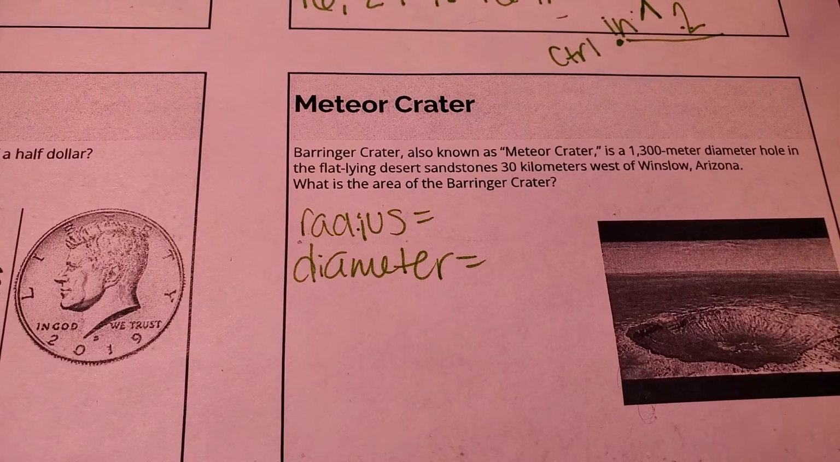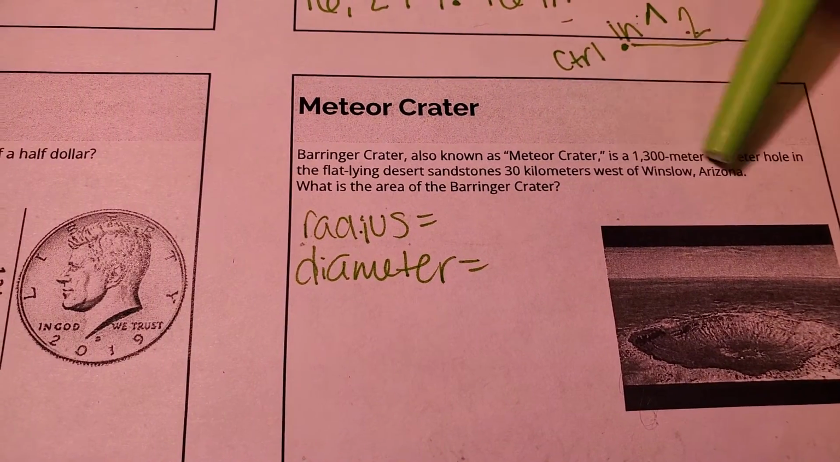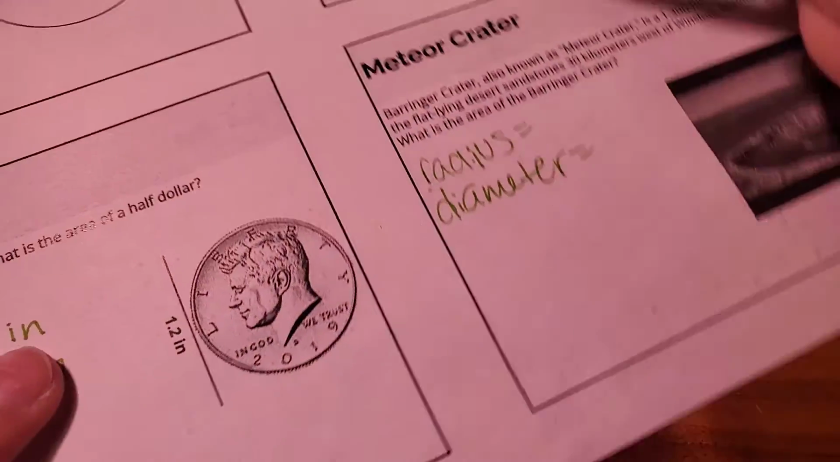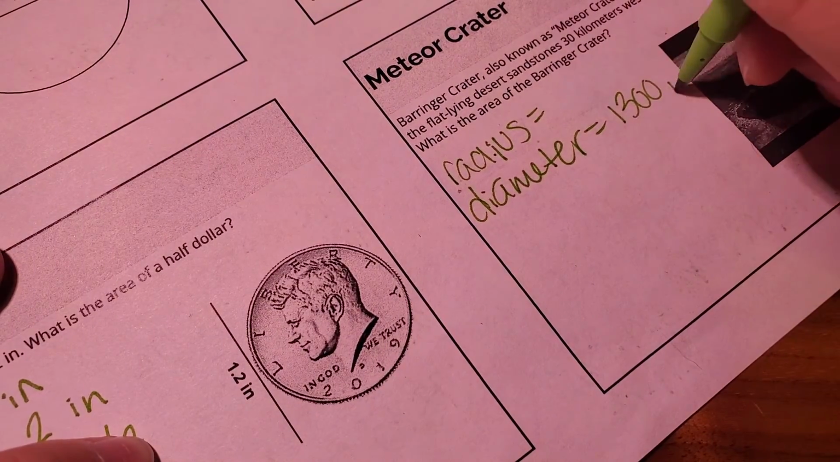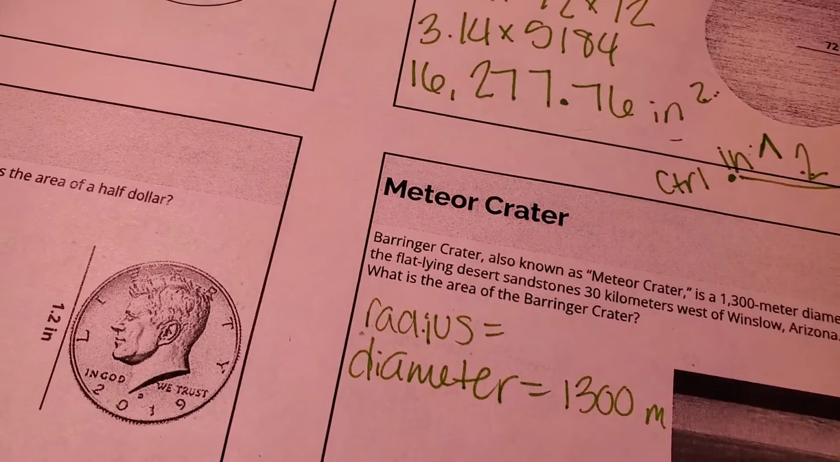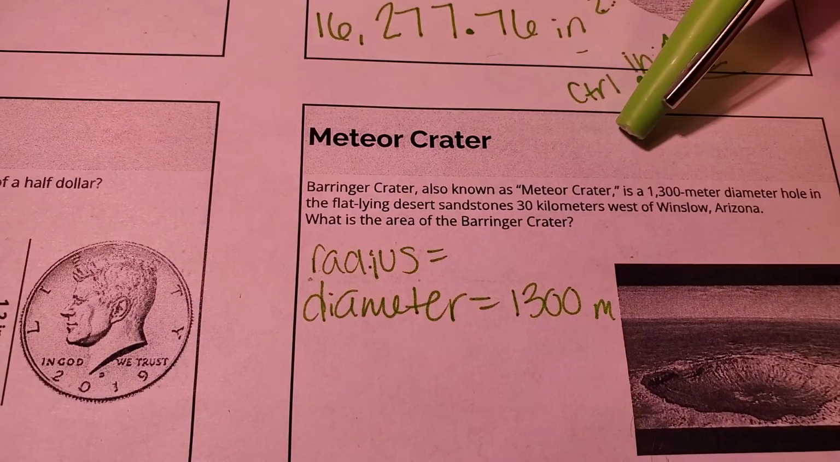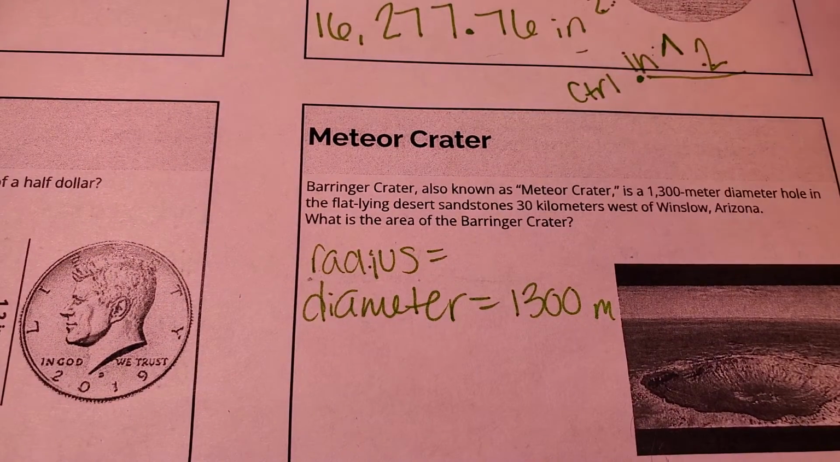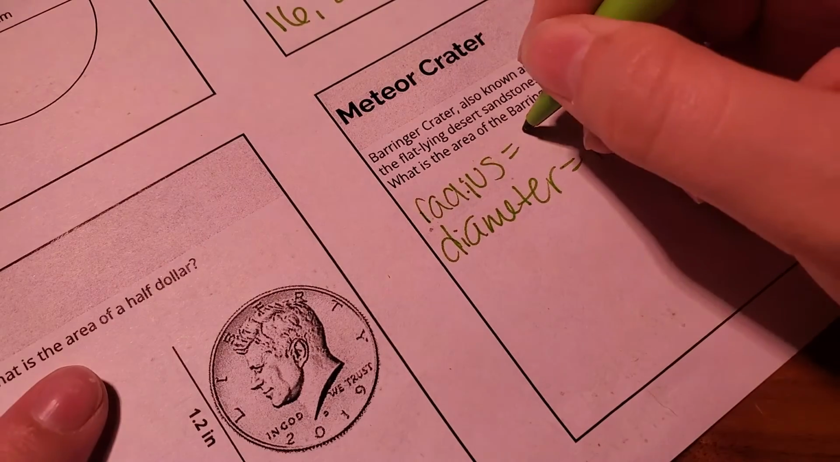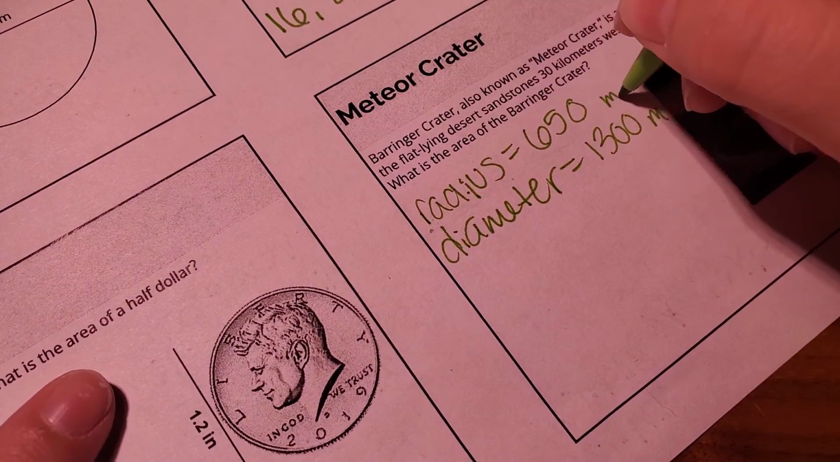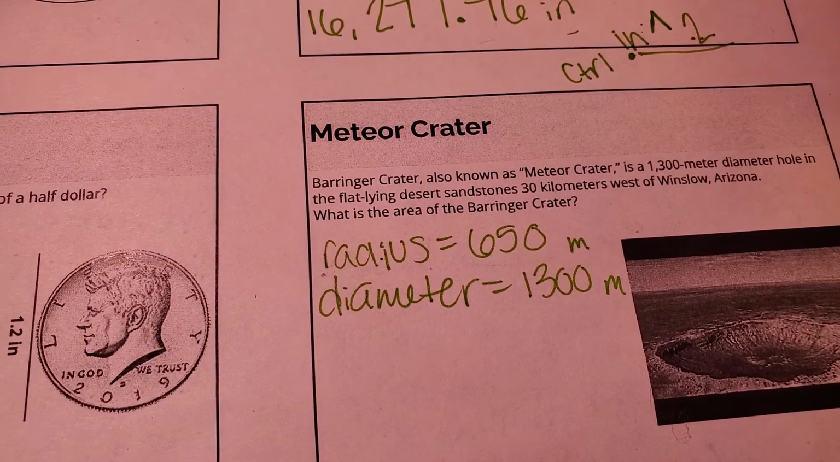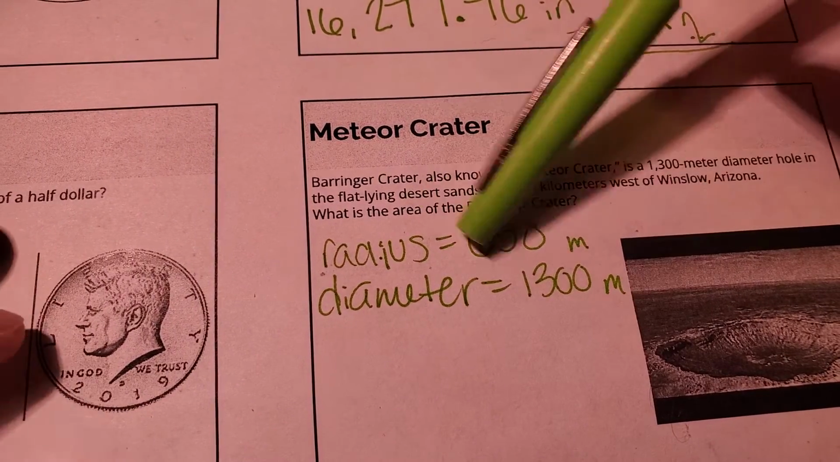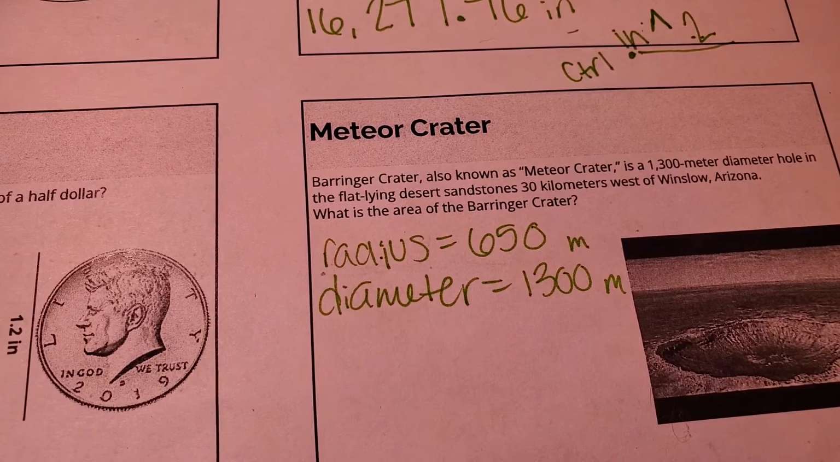Okay, so first of all, it tells us that the diameter is 1,300 meters. I shortened meters with an M. Now, our radius is going to be half that amount, which is 650 meters. I do know how big a meter is. A meter is just slightly over 3 feet. So 1,300 meters is going to be slightly over 3,900 feet, okay? So very, very big.